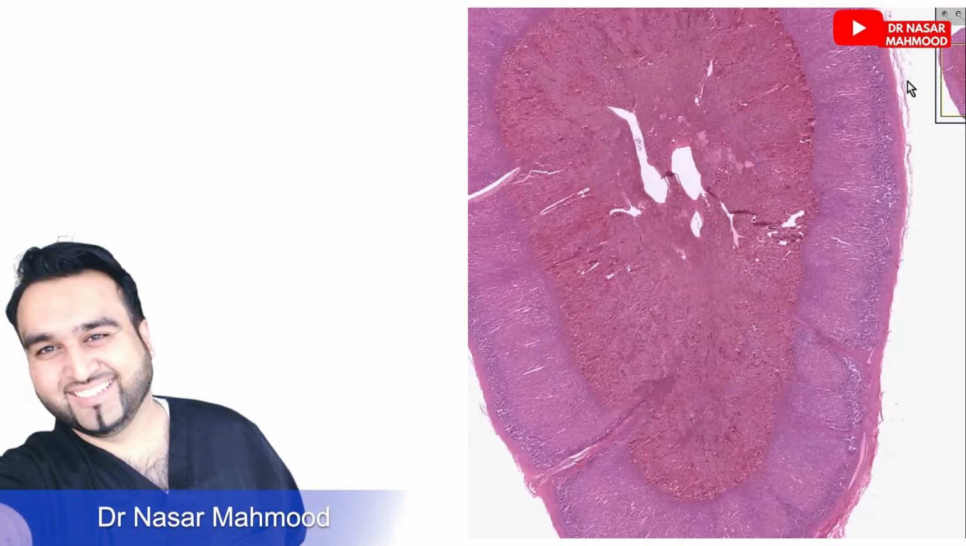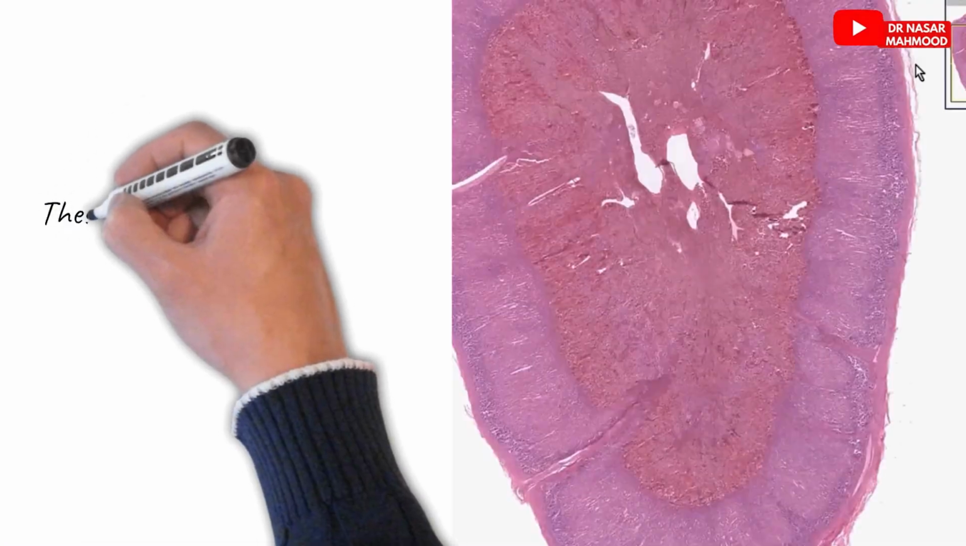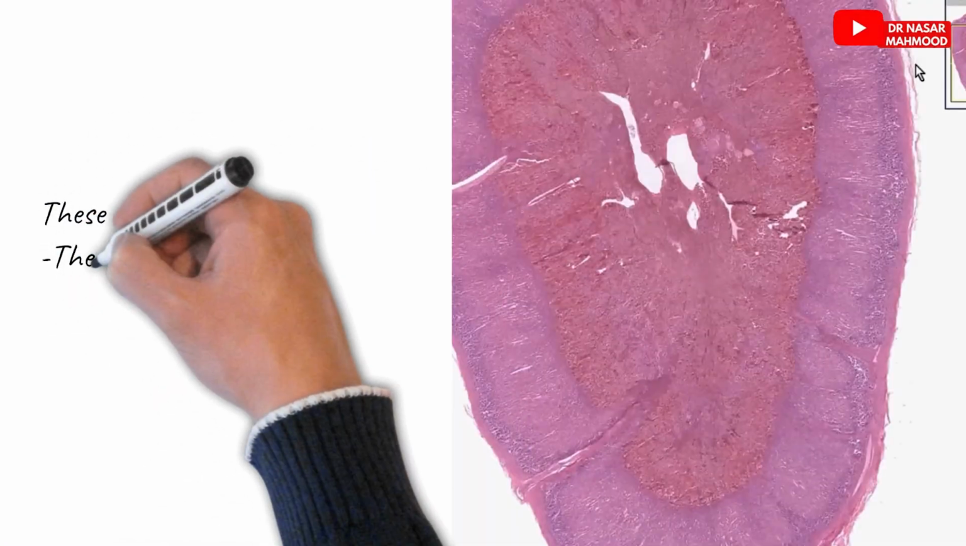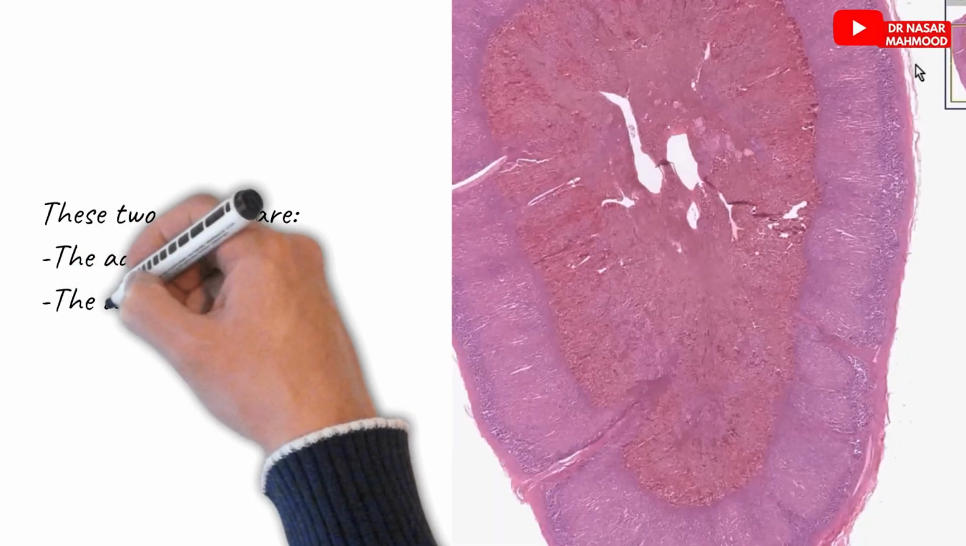Today we're looking at the adrenal gland, one of the body's major endocrine organs. The adrenal gland is unique because it actually has two different glands combined into one structure, each with different embryological origins and different functions. These two regions are the adrenal cortex and the adrenal medulla.